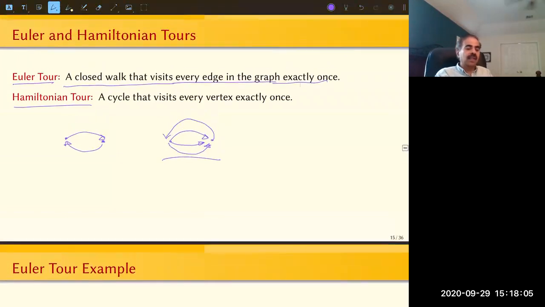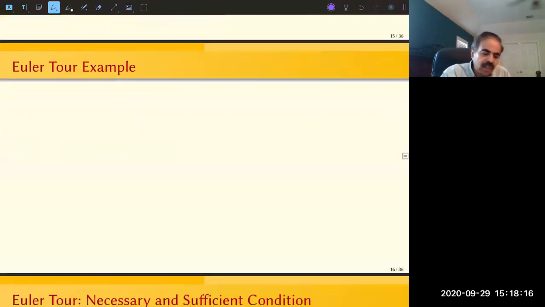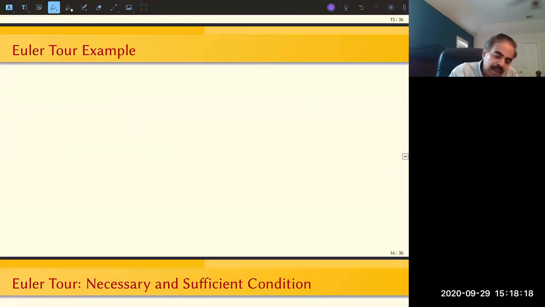So we are generalizing graphs a little bit here in order to talk about Euler tour, in order to make Euler tour interesting in relatively small graphs. So let's take an example.